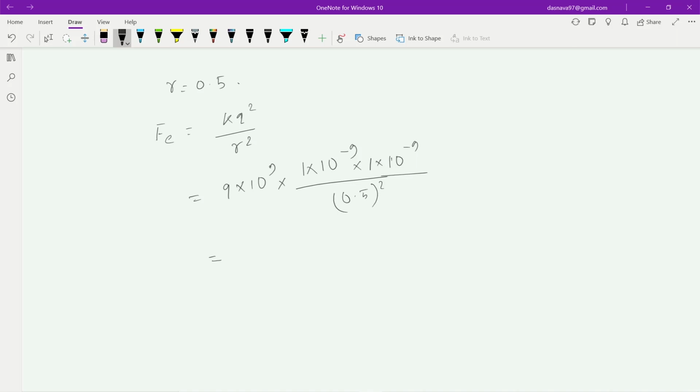After solving the whole problem, we'll get minus 9. Therefore, Fe equals 36 into 10 to the power minus 9 Newton. So the answer is 36.